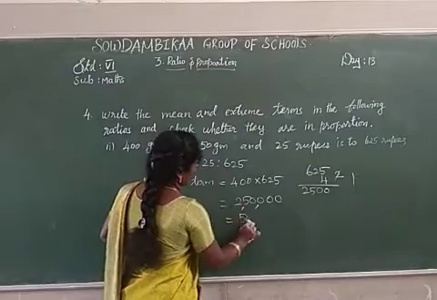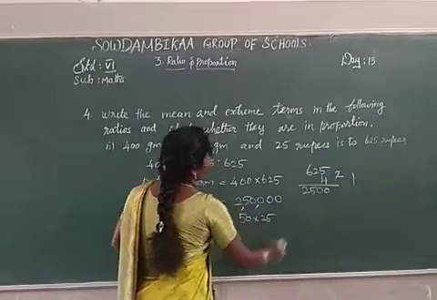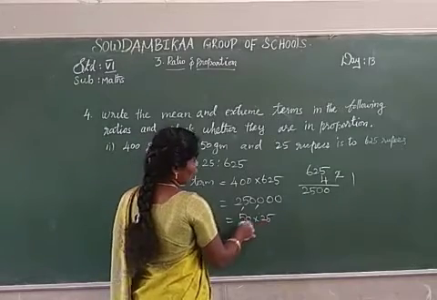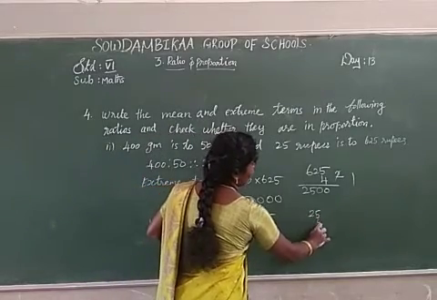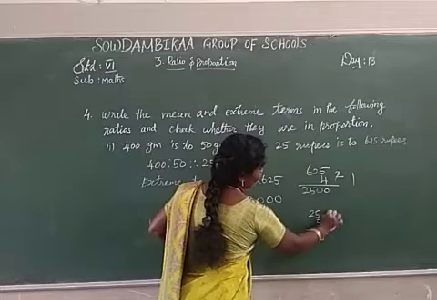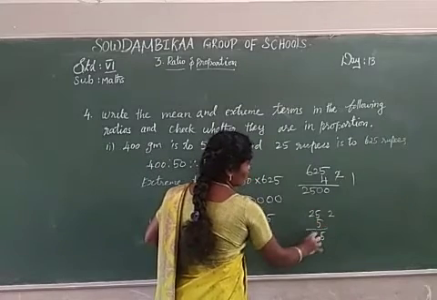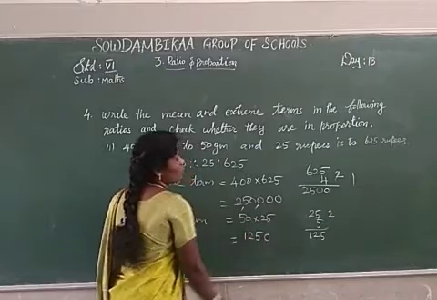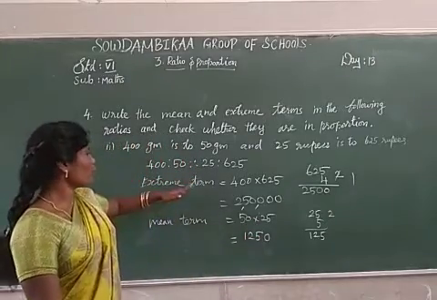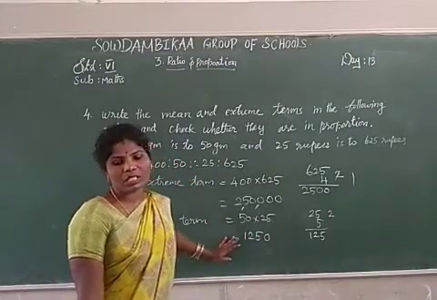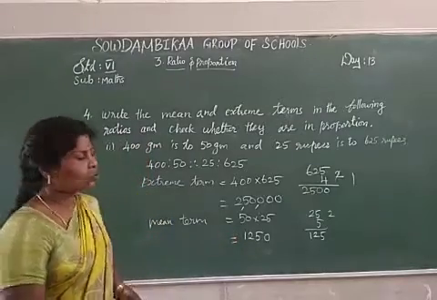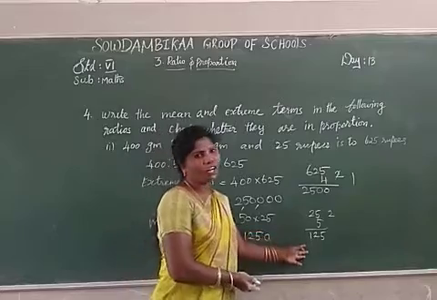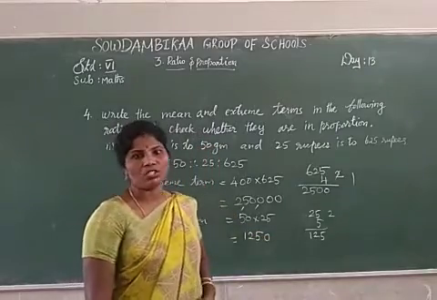50 into 25. 5 25s: 5 5s are 25, 5, remaining 2. 2 5s are 10, 10 plus 2 is 12, so 125. Then remaining 1 zero. See, is the product of extreme terms equal to the product of mean terms? No. So we write that the product of extreme terms is not equal to the product of mean terms. So it is not a proportion.